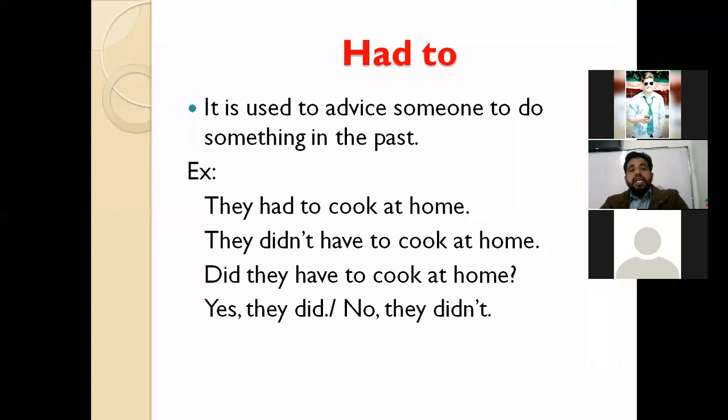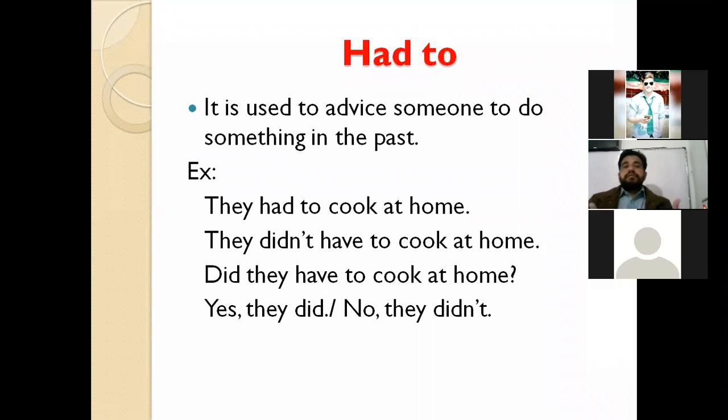Cook at home. In the question, you will also add did at the start of the affirmative structure. The rest of the sentence is the same. They come on its own place, had to comes on its own place, but we change the form because whenever did comes, you will change the past form to the present form again. Like the present form of had to is have to. So, they didn't have to cook at home. Yes, they did, and no, they didn't are the short answers.